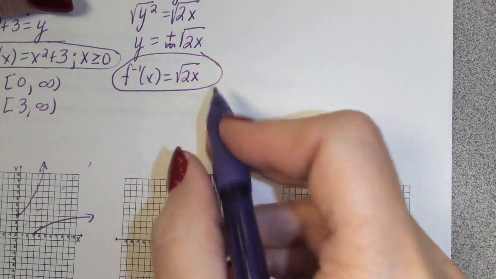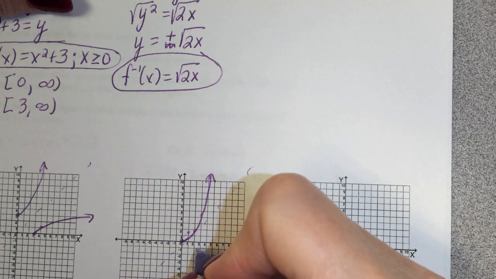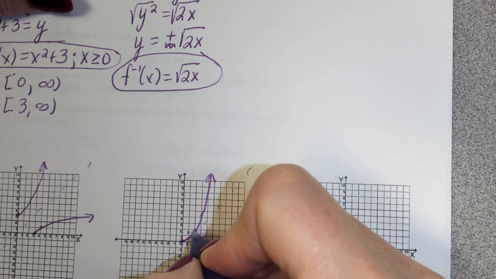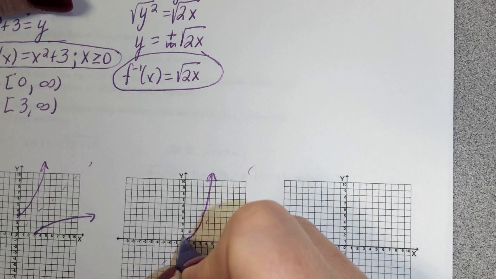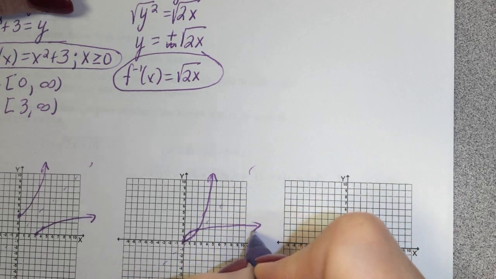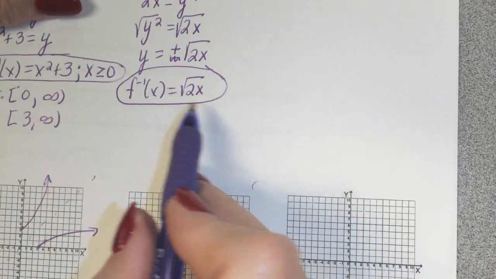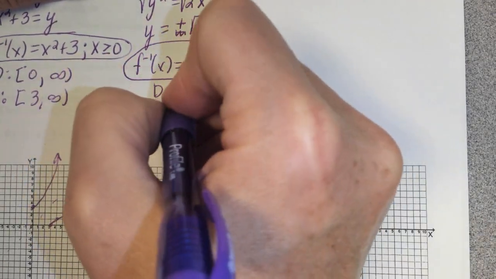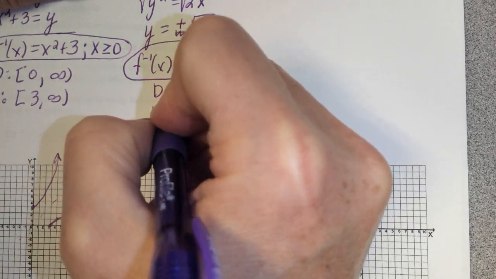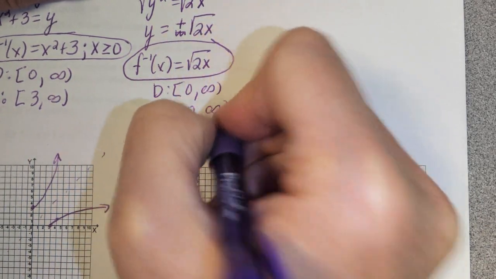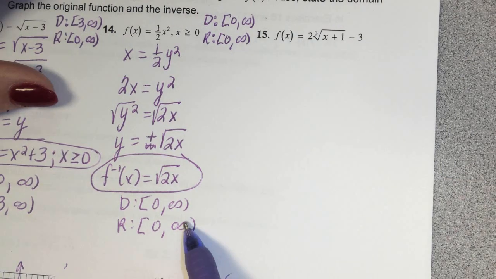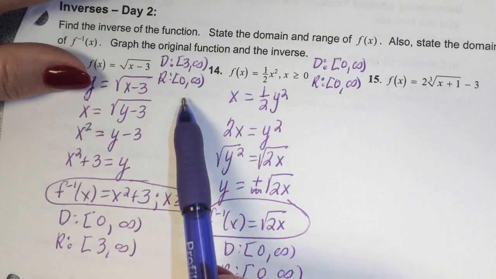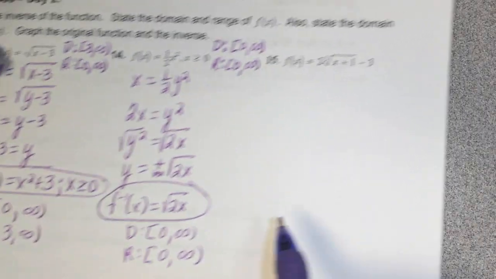If I plug in 2, I would get 4. Square root of 4 is 2. So here's the way it's going to look, like that. And so for my inverse function, the domain is also going to be 0 to infinity, and the range is also going to be 0 to infinity. Check it out. Domain becomes range, range becomes domain. Same thing here. Domain became range, range became domain.